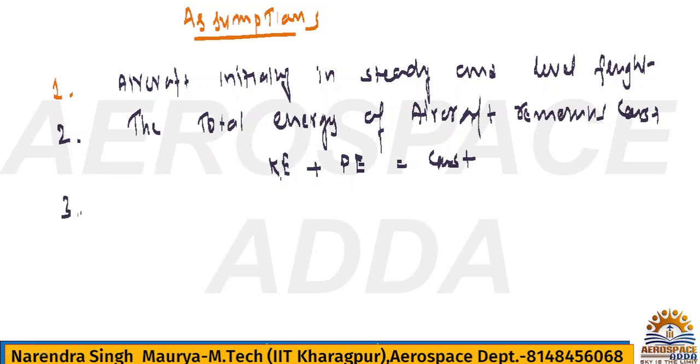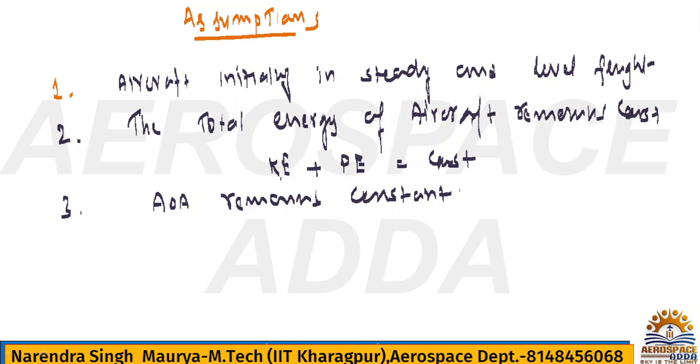Number three, I want to mention here that the incidence angle or angle of attack remains constant. Already I had explained, for the phugoid motion angle of attack will be constant, but for the short period oscillation angle of attack will be continuously changing. But for the phugoid, meaning long period oscillation, we have a constant angle of attack, alpha will be constant. And these are the three assumptions I have mentioned.